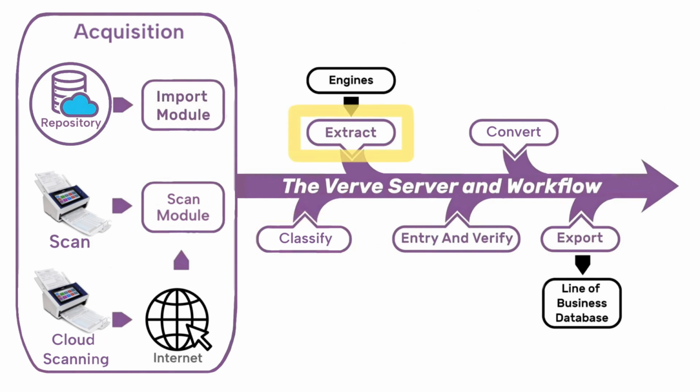After the documents are classified, the Extract module will automatically extract field data using one or more recognition or OCR engines. At this point, the document may be fully captured. If not, the Entry module allows you to manually enter and verify any data that was not automatically extracted or failed to be validated.